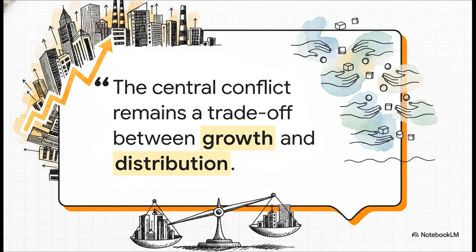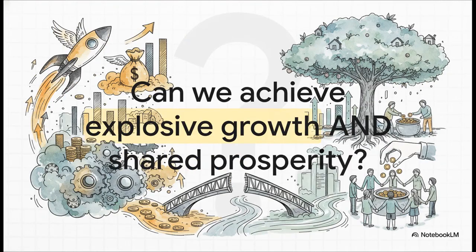Honestly, today's fierce partisan arguments aren't really about the data anymore. Both sides mostly agree on the facts. What they're actually debating is this exact structural trade-off. Which leaves us with this final provocative thought to chew on. Can we ever build an economic blueprint that achieves both explosive growth and broadly shared prosperity? Or are we just forever stuck choosing between the two?